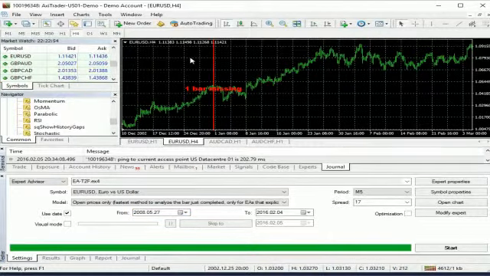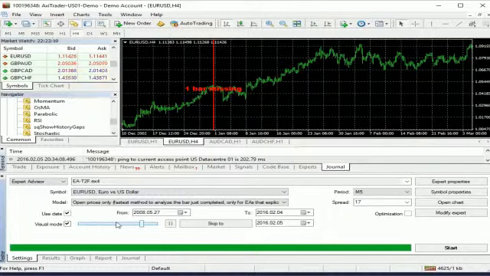The credit crunch was actually 2007, and Lehman Brothers was in October, not in May. So whatever. There was a big trend happening in the euro dollar, and we caught it with a robot. I just want to show you the visual mode.